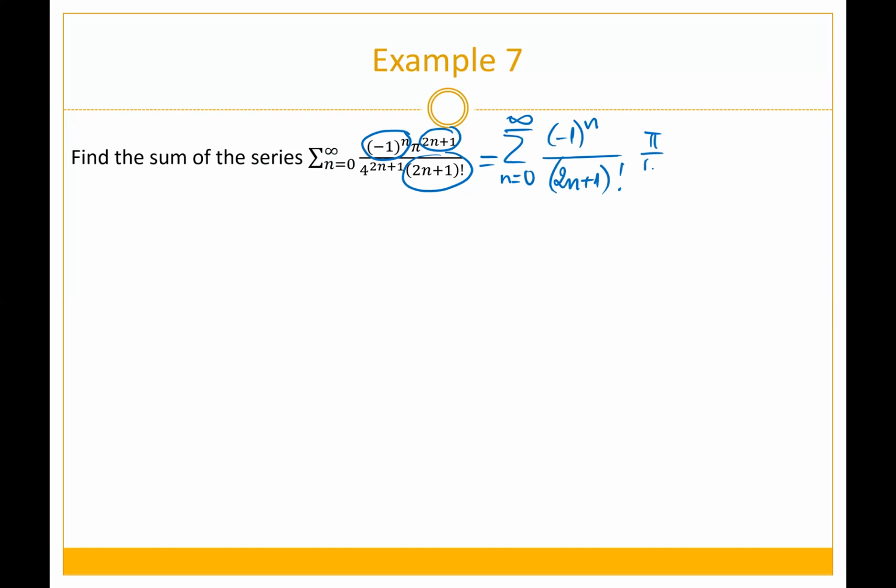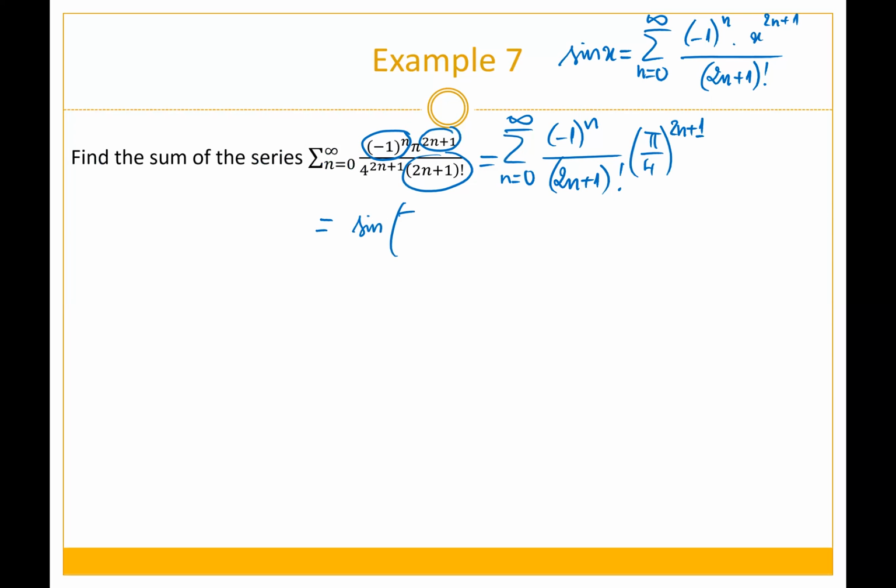So you have pi over 4 to the 2n plus 1, and it looks exactly like the series for sine x, except for x you have pi over 4 here. So you have -1 to the n, x to the 2n plus 1 divided by 2n plus 1 factorial. So in this case, everything is the same. Instead of x, you have pi over 4. So it's going to equal sine of pi over 4, which equals square root of 2 over 2.